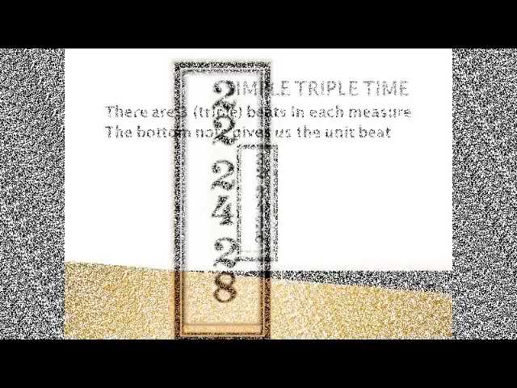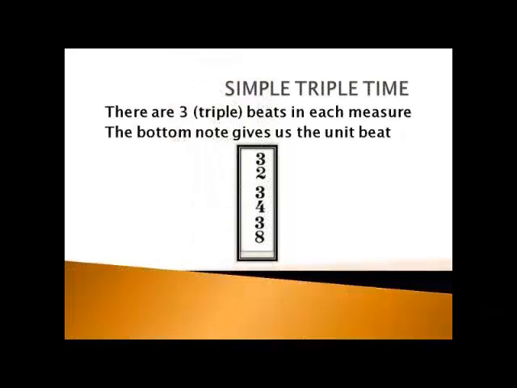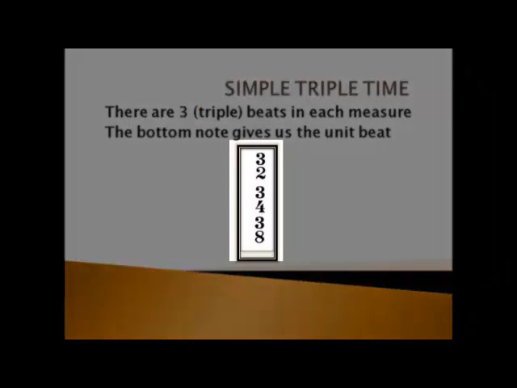In simple triple time, the top number is always going to be 3. So we could have 3/2, which means that there would be 3 half notes in each measure. 3/4 would be 3 quarter notes in each measure. Or 3/8, 3 eighth notes in each measure.